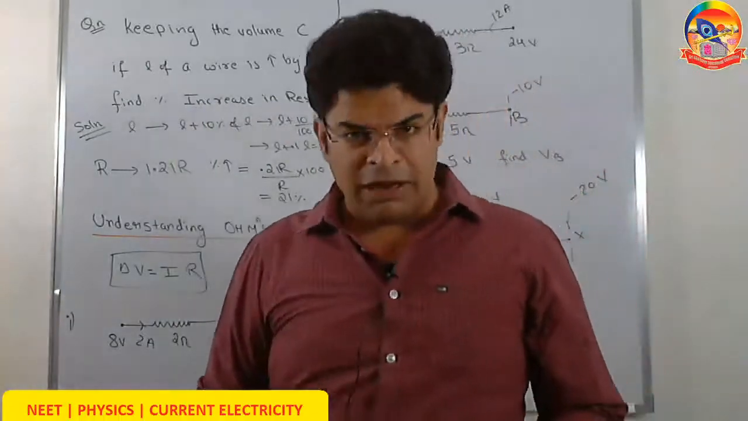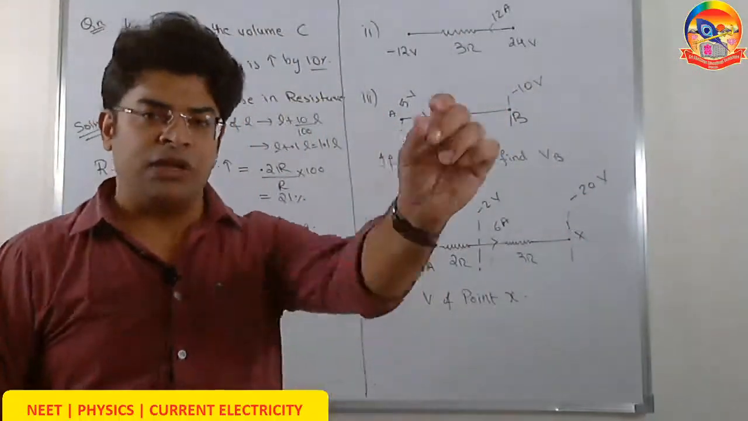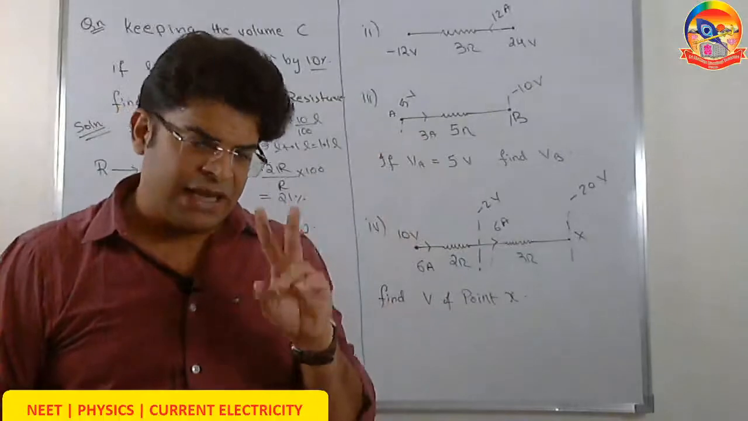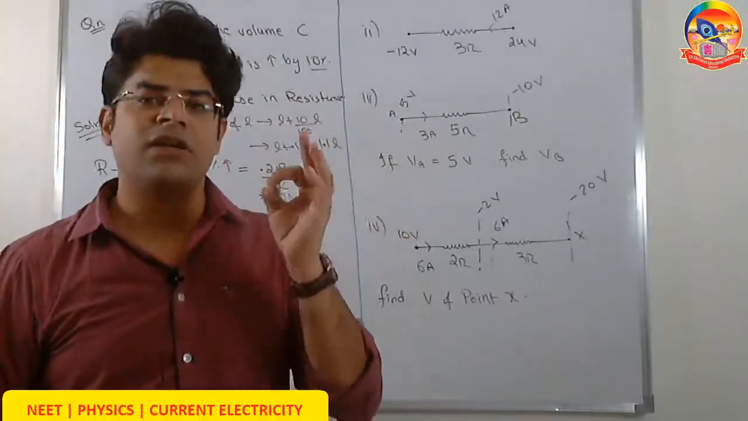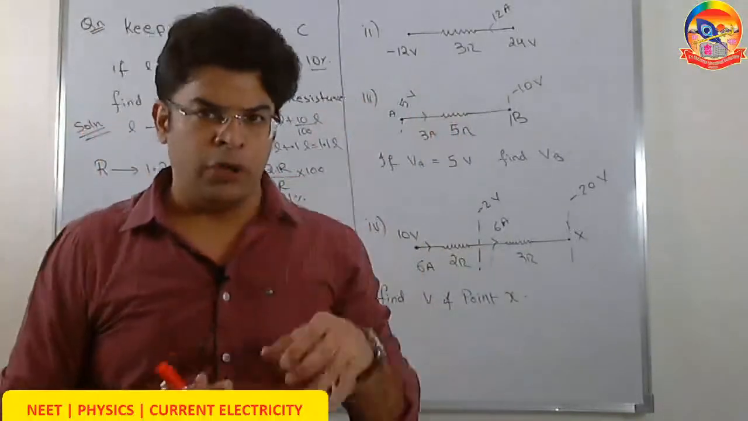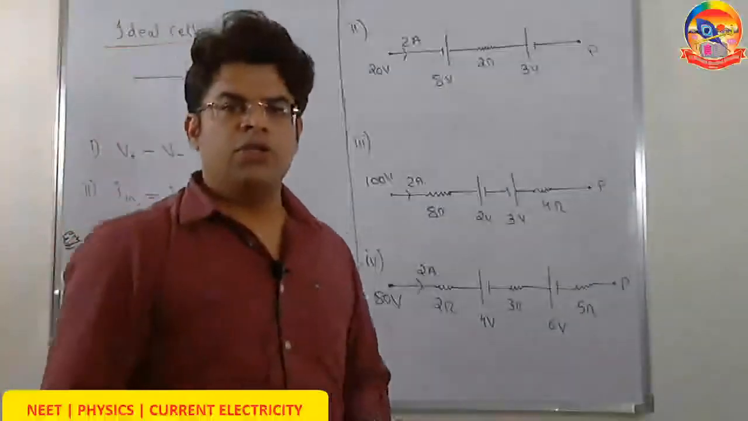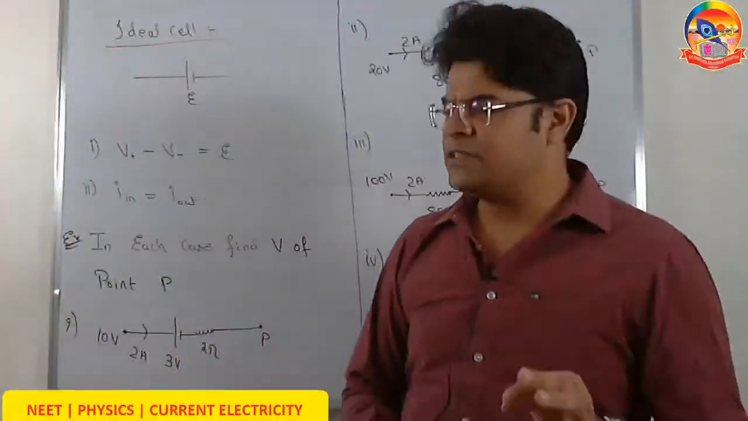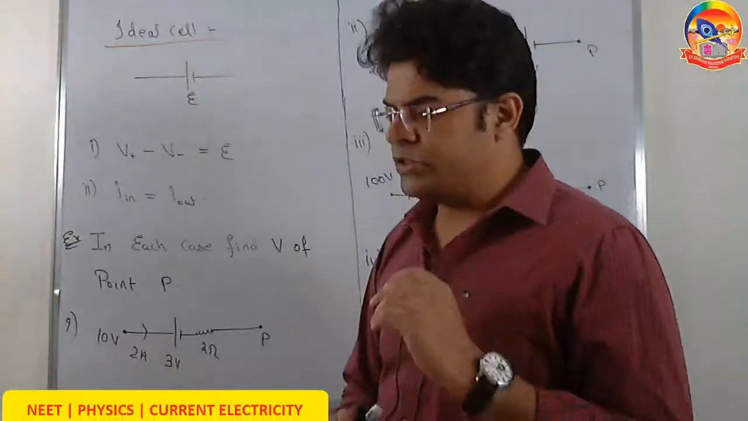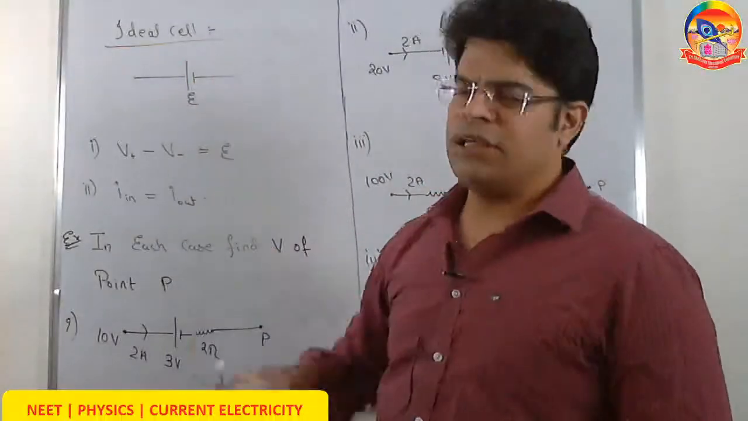So what have we learned? First, Ohm's law tells you that potential difference equals IR. Second thing, in a resistor current flows from higher potential to lower potential. Now, an ideal cell is a cell which does not have any internal resistance. Let's say we have an ideal cell of EMF E.